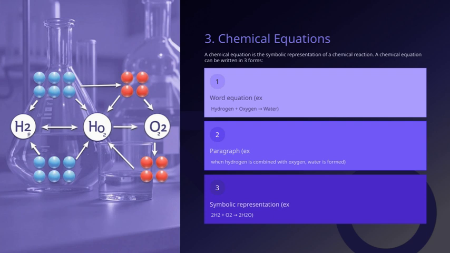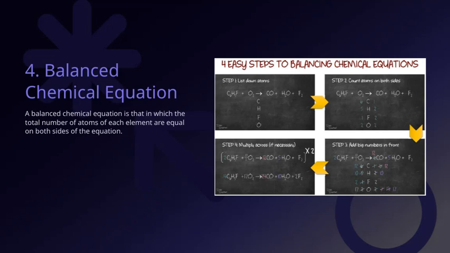Remember, a chemical equation isn't just random. It's a precise way to show what's happening during a reaction. There are 3 main ways to write these equations: the word equation, the symbolic or chemical formula, and the balanced chemical equation. Throughout this presentation, keep in mind that understanding these representations is fundamental to grasping how chemical reactions work and how they connect to the broader themes of chemistry and scientific application. A balanced chemical equation is all about ensuring that the law of conservation of mass is maintained.